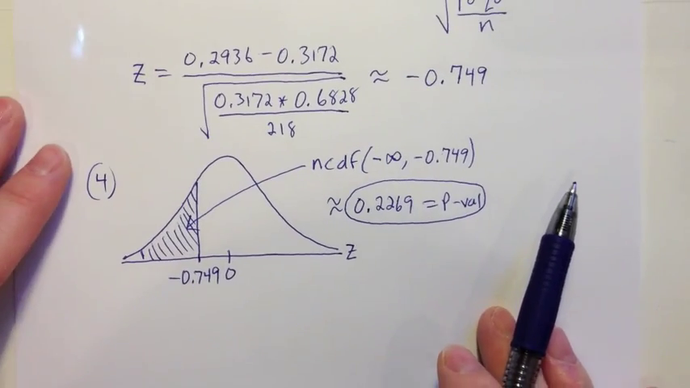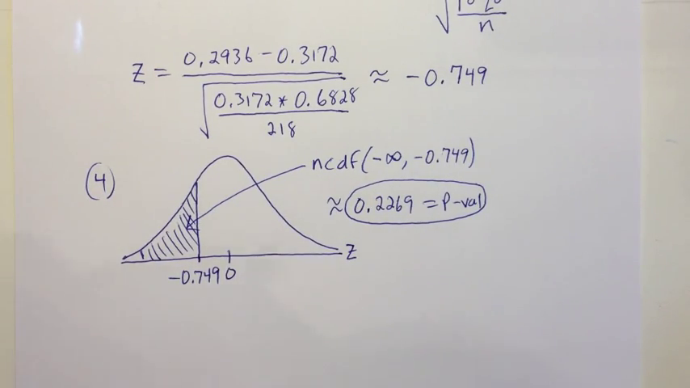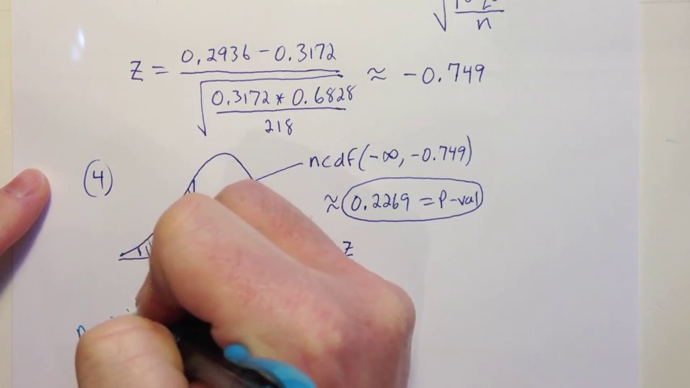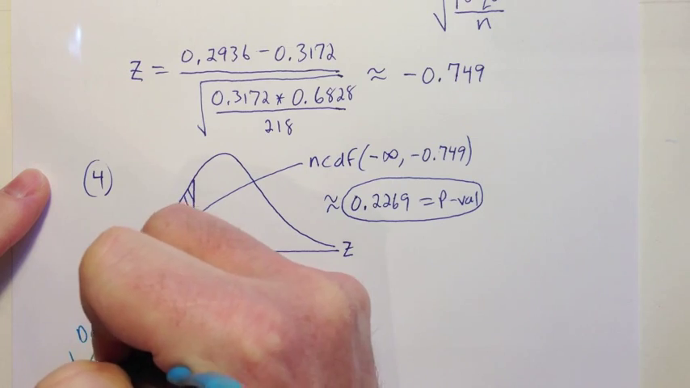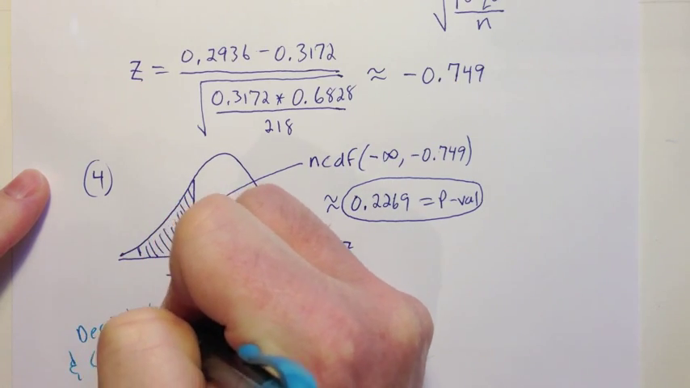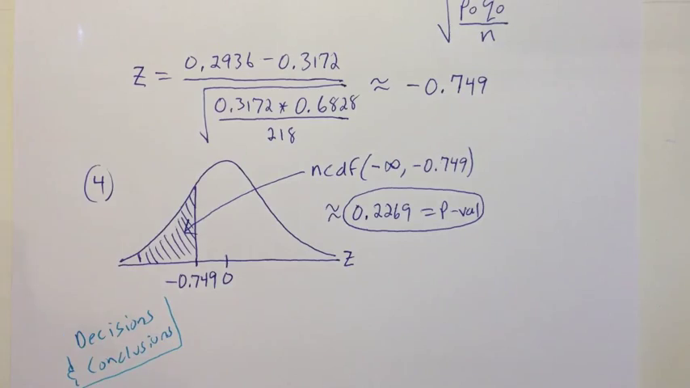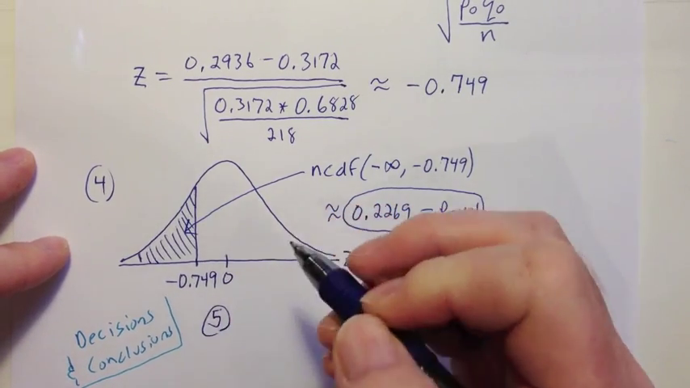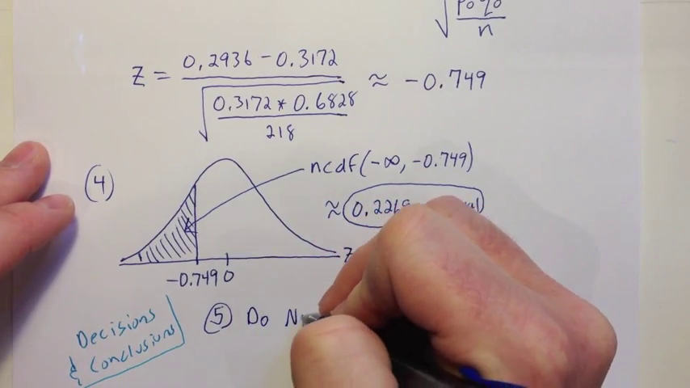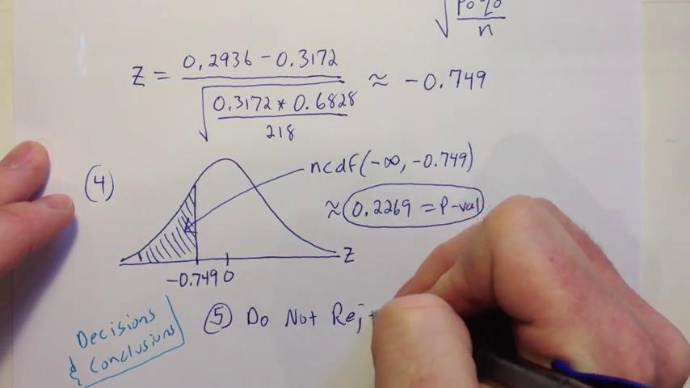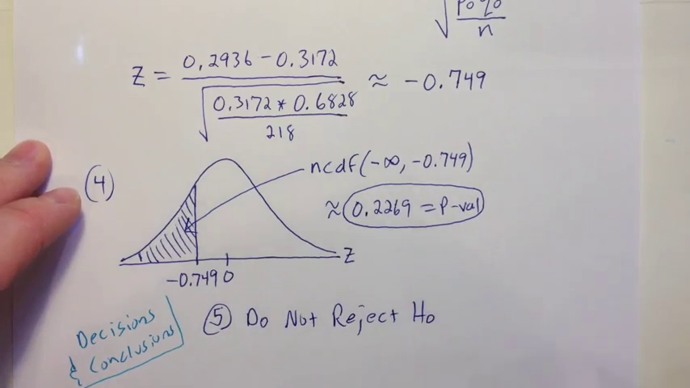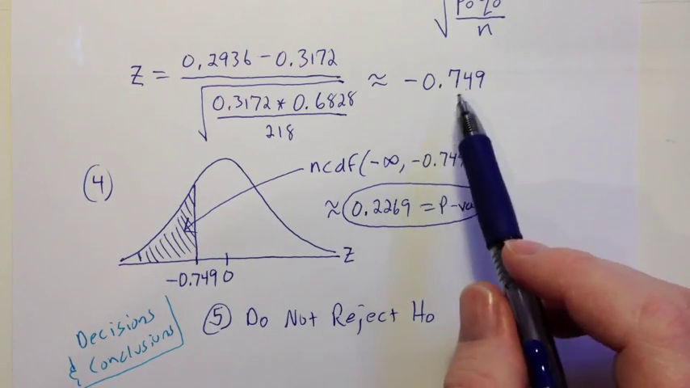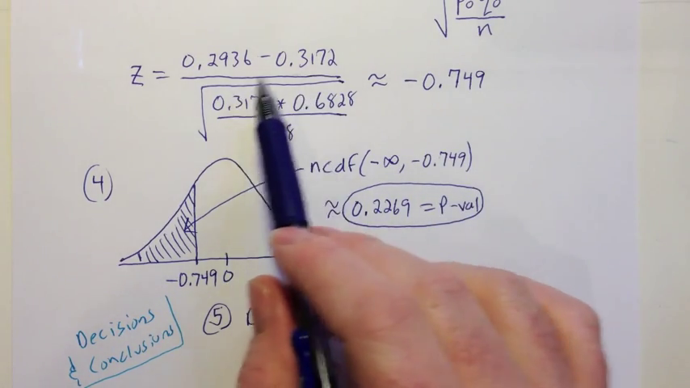So when it comes time to make our decision, and that is the final phase, decisions and conclusions, I think we're going to come to the conclusion here to not reject H0. And there's two things that I'm thinking about when I say do not reject H0. One of them was my test statistic. The test statistic was negative 0.749, so that's less than one standard deviation apart between these two.